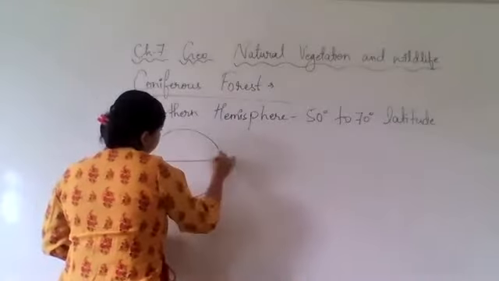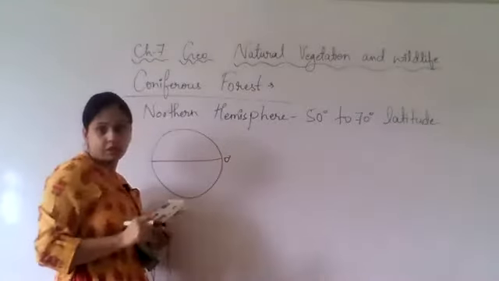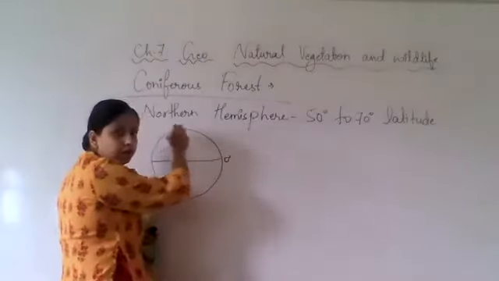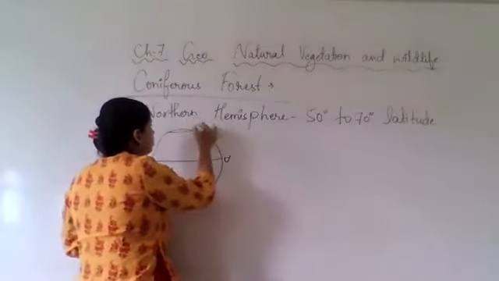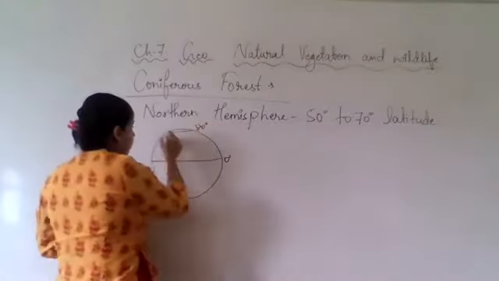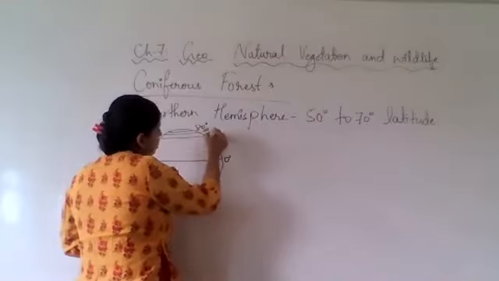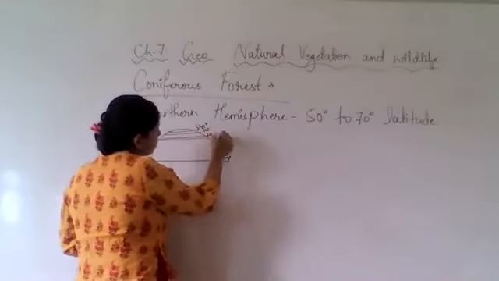This is the Earth, this is the equator. Now here it will go 10, 20, 30, 40, 80, it will go. So somewhat here you will have 70 degree, 60 degree, 50 degree.